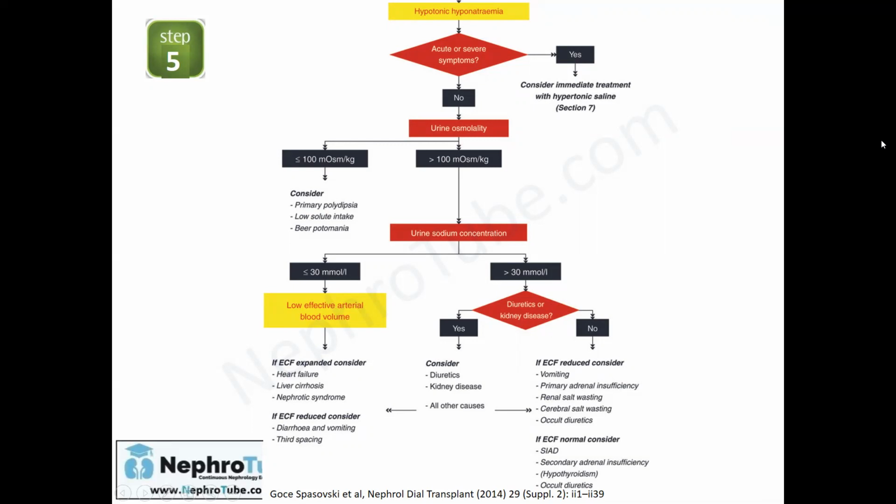If it is less than 30, there is low effective arterial blood volume, and we will differentiate the cause according to the extracellular fluid volume. If more than 30, if the patient is on diuretics or has kidney disease, this may be the cause. If not, you can differentiate according to the extracellular fluid volume. And you have to consider any other cause, whatever the osmolarity or the urinary sodium, because the patient may have mixed causes.